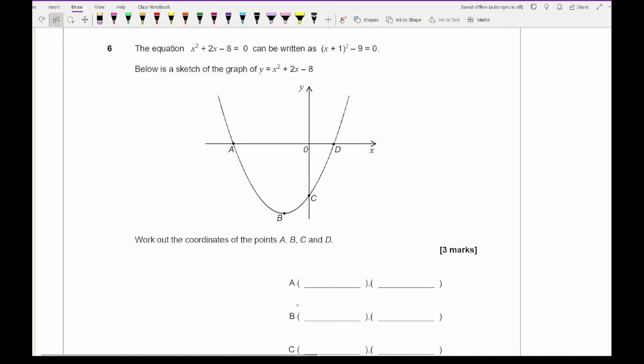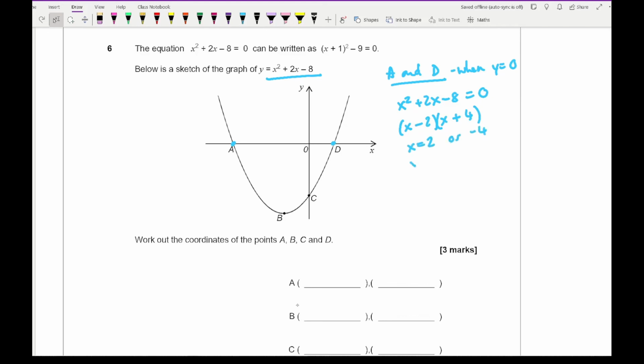Now, in terms of these values, A and D are the roots. So to work out A and D, that is when y equals 0. If I substitute y equals 0 into this, I get x squared plus 2x minus 8 equals 0, and then I can go on to solve this. Does this factorize? Yes, it does. I've got (x plus 4)(x minus 2). So I'm looking for x ordinates of 2 or minus 4, and that's when y equals 0.